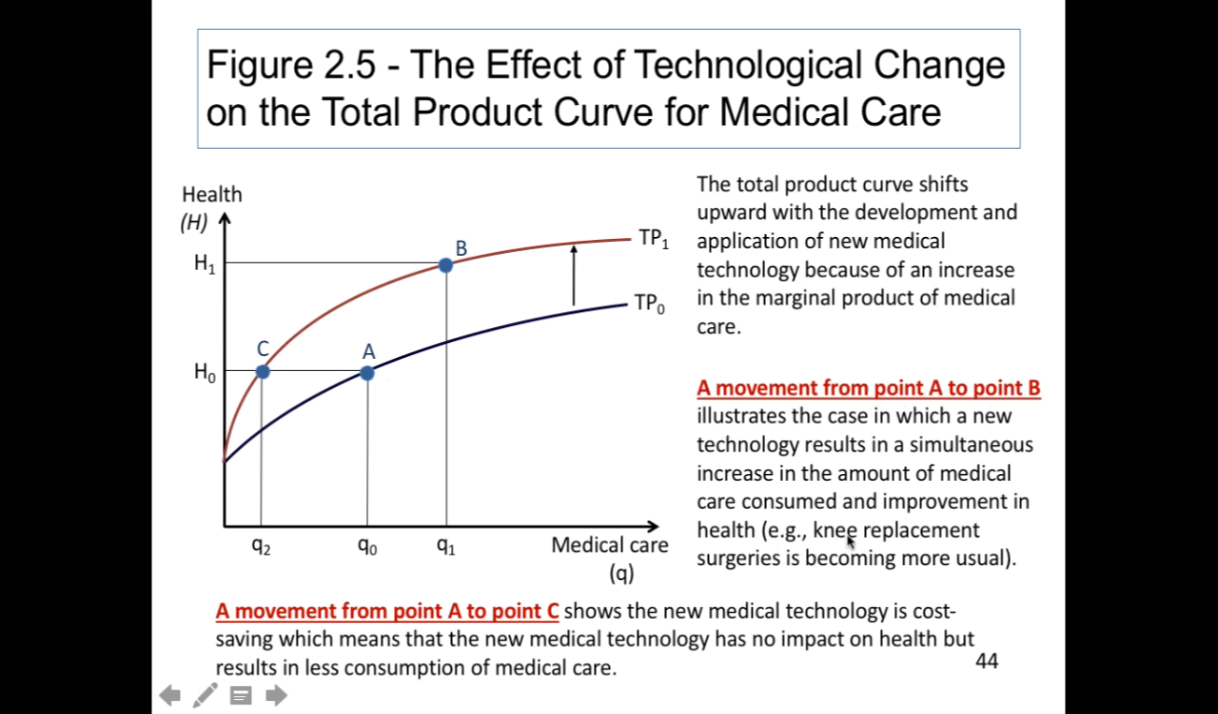A good example is knee replacement surgery these days. Everybody wants to have it because it's much more cost effective. So I guess this has a lot of applications. If you learn what the move from A to B, A to C, or C to B is, you have to just differentiate them. The only thing to differentiate is the movement along the curve versus the rightward, leftward, or upward shift.